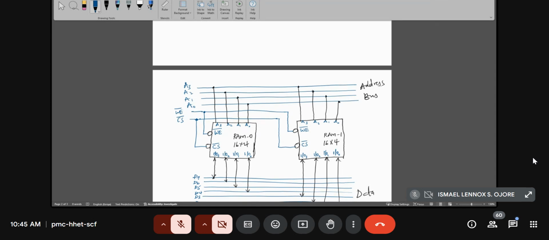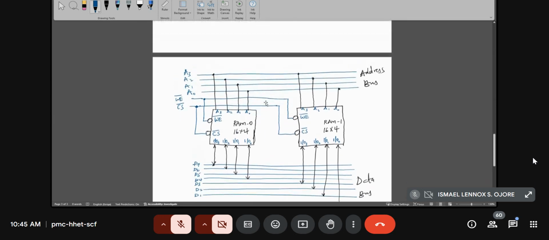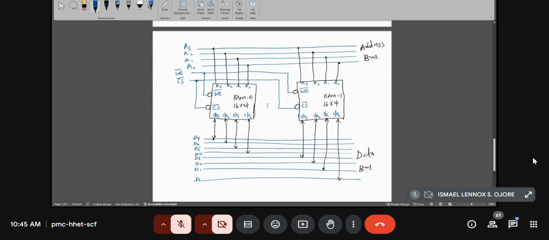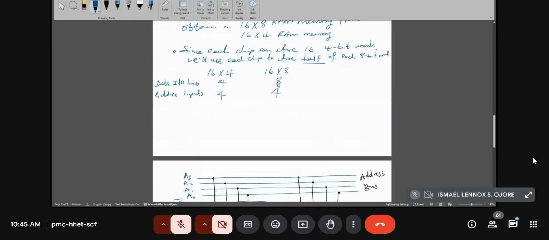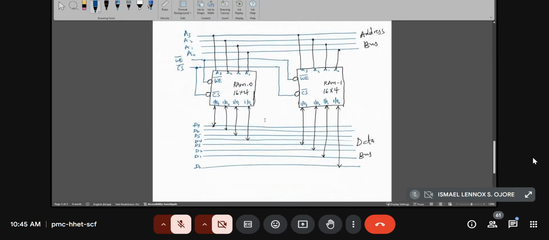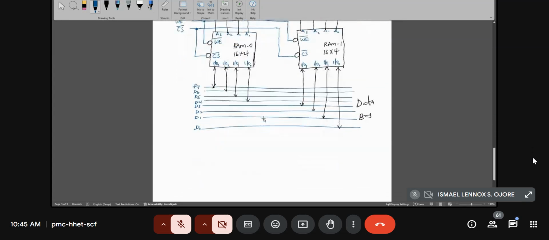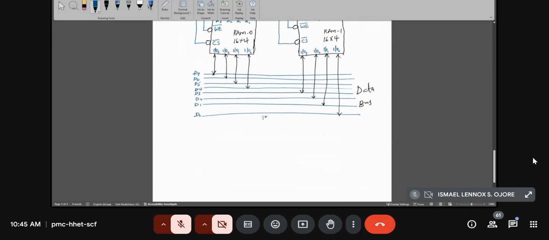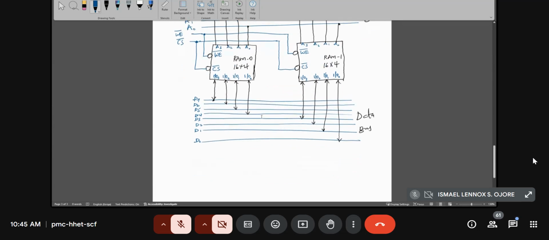So yeah, so I think that would give us a 16 by 8, quite straightforward. I don't think there is anything to further explain there. So we can make a few notes.